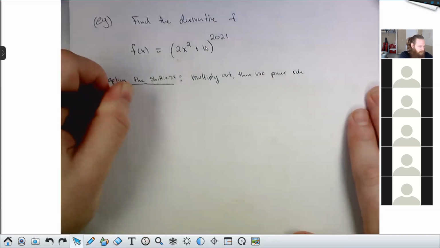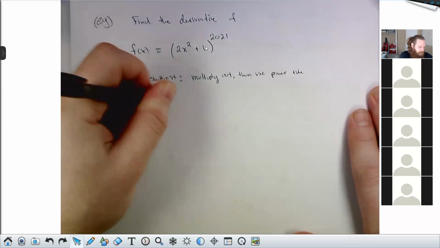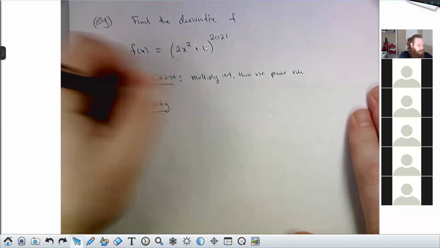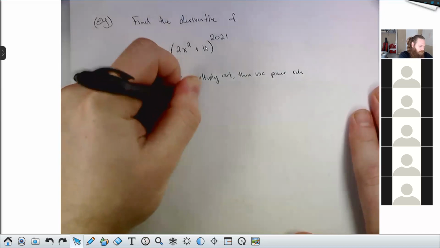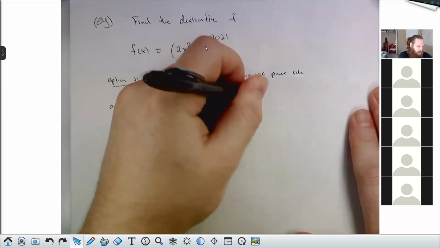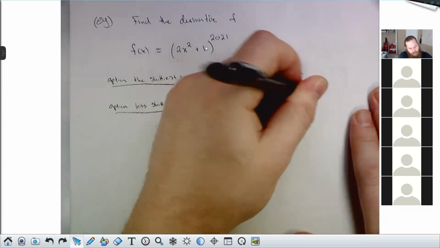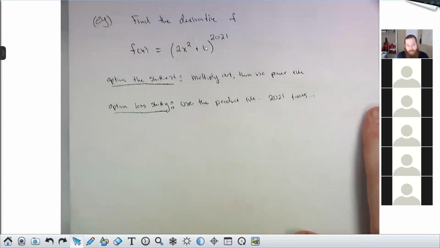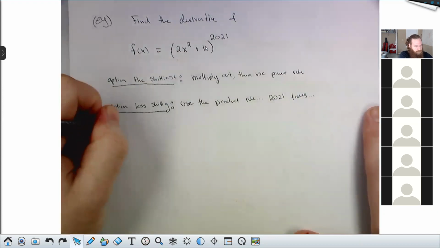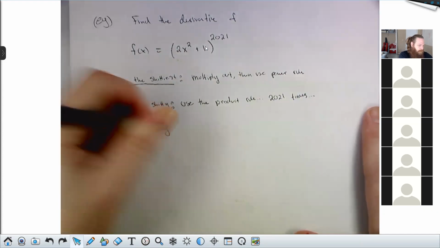Option 2, slightly less awful: use the product rule 2021 times. It's not a lot less awful, but it's a bit less awful. Option 3, not awful.